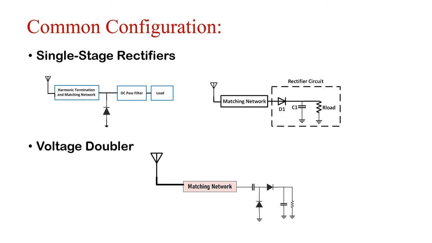Or, voltage doublers and multipliers. These topologies use specific arrangements of diodes and capacitors to amplify the output voltage without requiring additional RF input power. They are common in applications where higher output voltage is necessary. In this video, we are going to use this topology to design an RF rectifier. Let's get started.